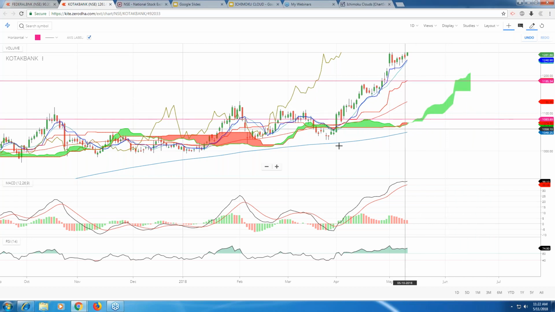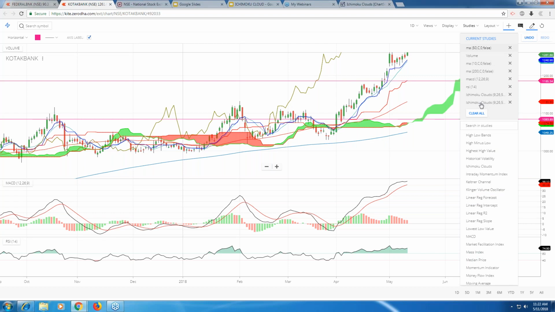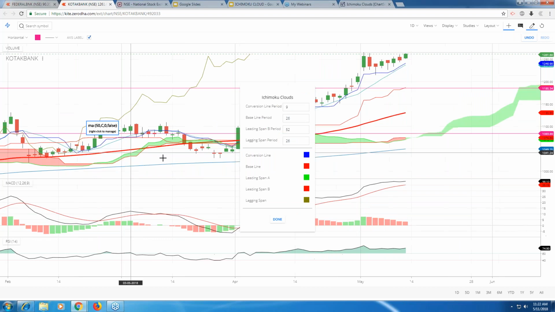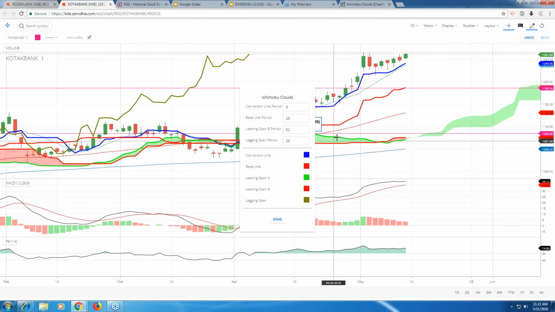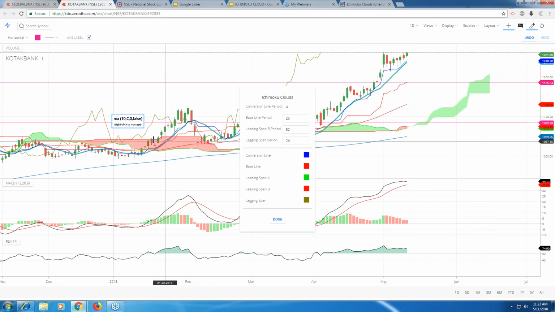And the Senkou span basically has this green line. I can show you in the studies. So this leading span has a green line. You can see here at the top, this green line is Senkou Span A, and the red line is Senkou Span B.